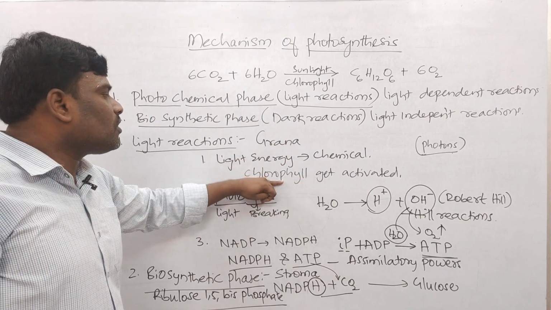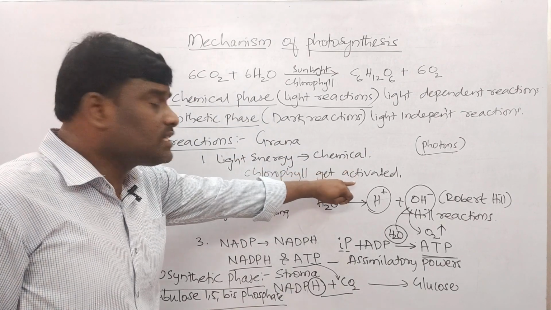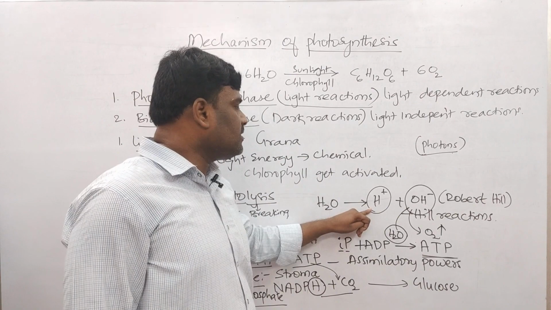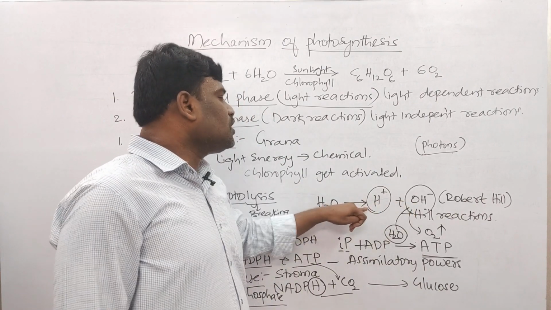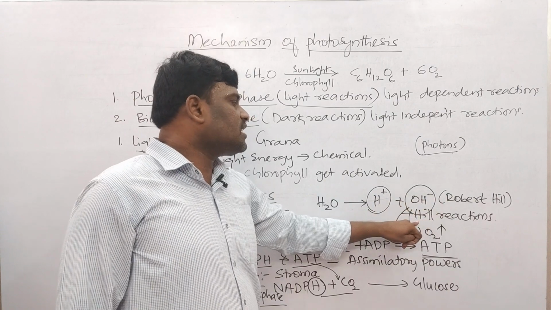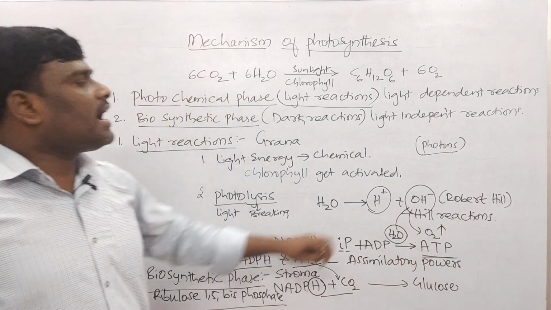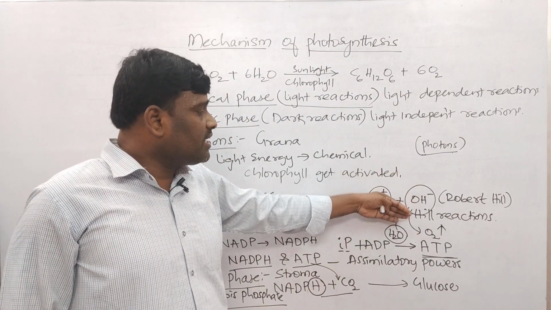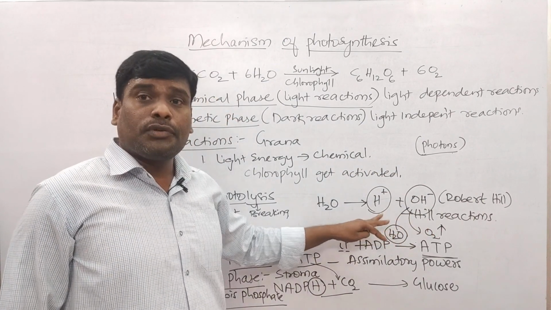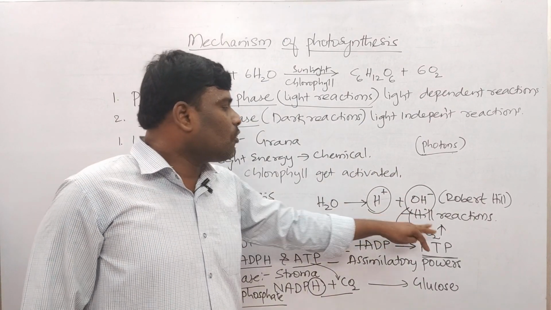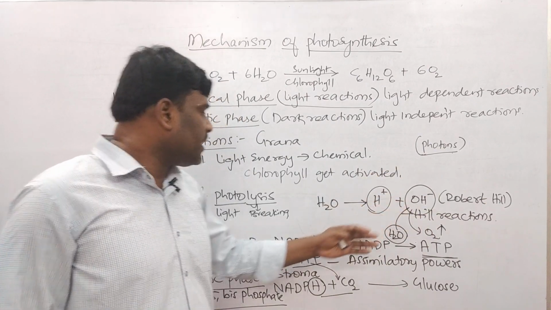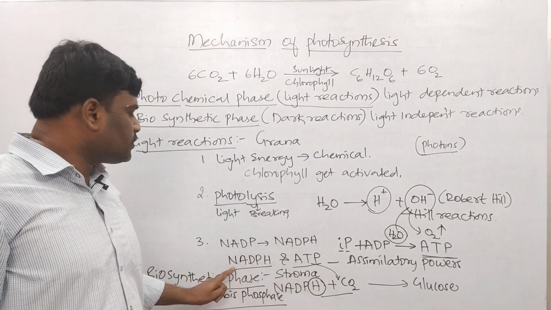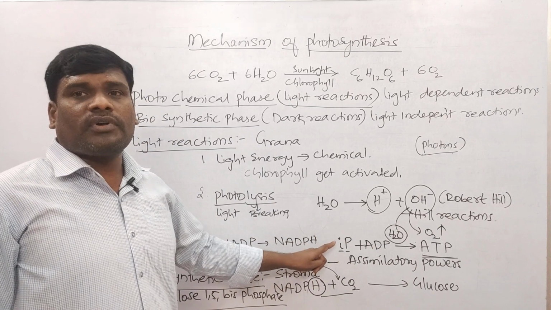How? By absorbing the photons, chlorophyll gets activated, and this activated chlorophyll, children, splits the water molecule into hydrogen ions and hydroxyl ions, isn't it? This process was observed by Robert Hill, so that's why it is called Hill reactions. And hydroxyl ions undergo a series of steps, children, and convert into oxygen and water. Water is utilized by the plant, and oxygen is released outside.